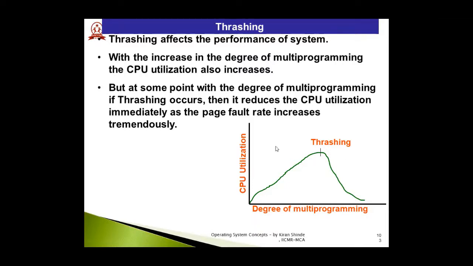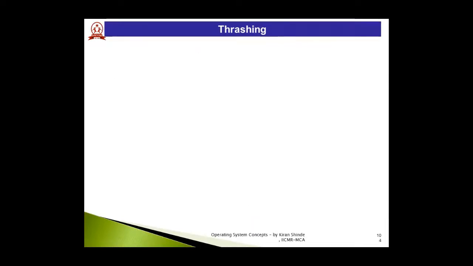So if you see this graph, with the degree of multi-programming, the CPU utilization was increasing in a continuous manner. The graph shows continuous growth as far as the degree of multi-programming and CPU utilization are concerned. But at the moment when thrashing occurs, the CPU utilization drops dramatically. So that is the effect of page faults, the effect of thrashing, on the CPU utilization.